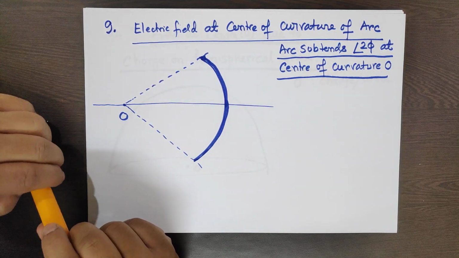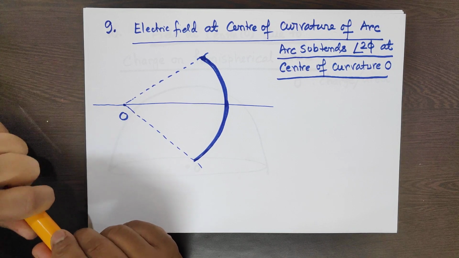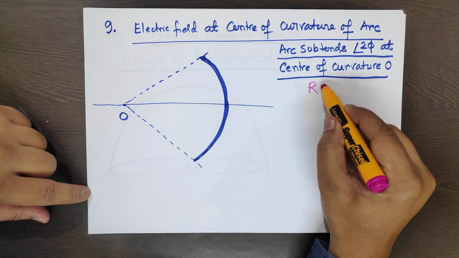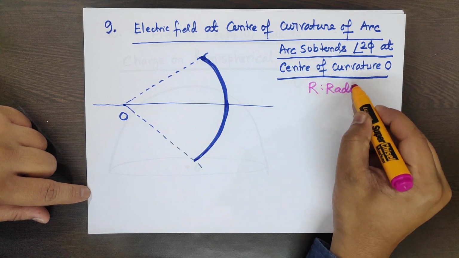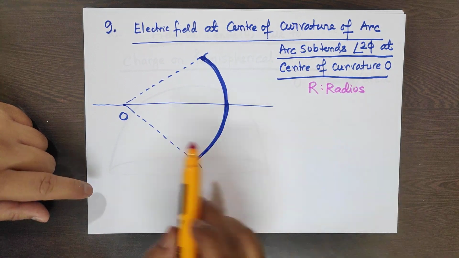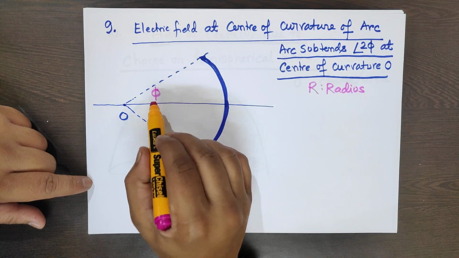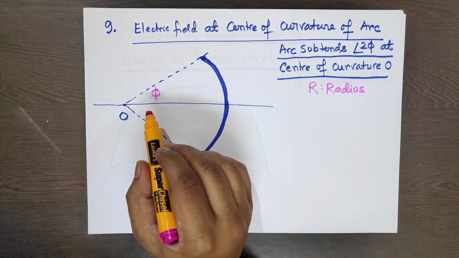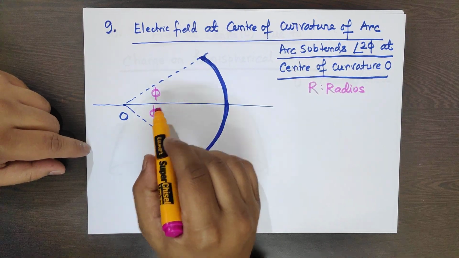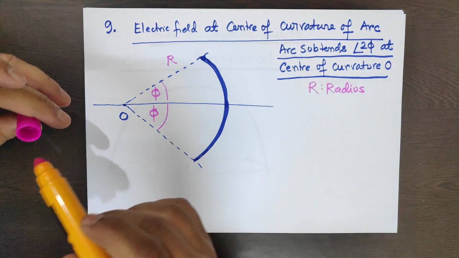So, problem number 9, to find the electric field at the center of curvature of the arc. This arc has radius r, and it subtends angle 2 phi at the center of curvature O. We have to find the field at the center of curvature O. 2 phi means it is like this, phi here and phi here, right, and its radius r.